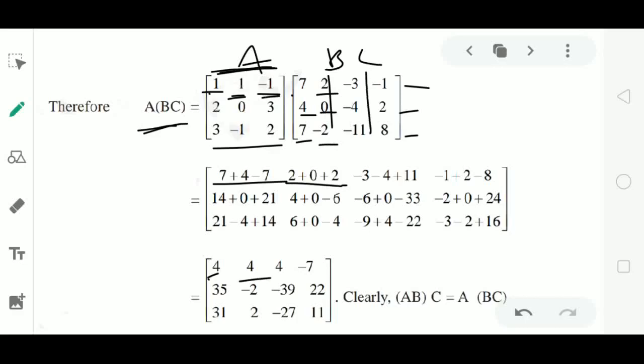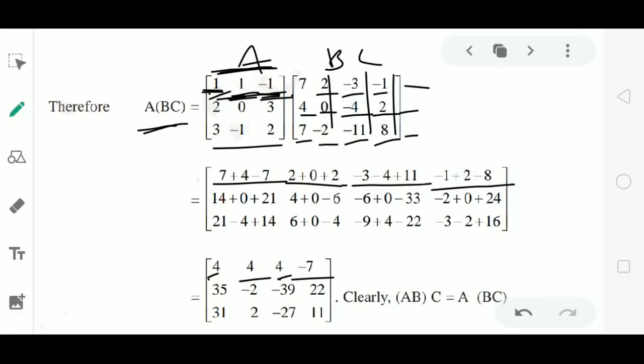First row, third column, 1 into minus 3, 1 into minus 4, minus 1 into minus 11 is minus 3 minus 4 plus 11, which is equal to 4. First row, fourth column, 1 into minus 1, 1 into 2, minus 1 into 8 is minus 1 plus 2 minus 8, which is minus 7.